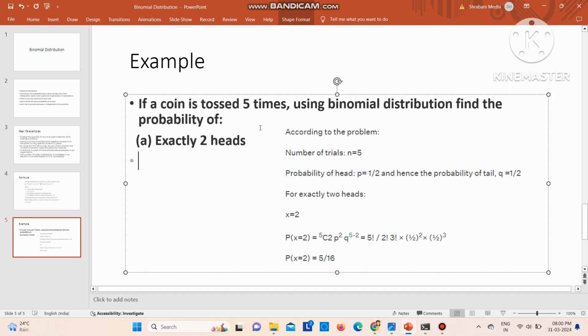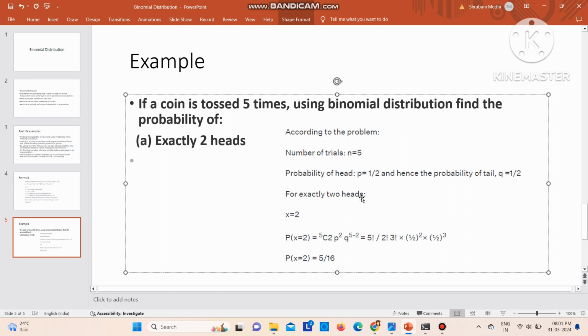Okay, now let us see one example. If a coin is tossed 5 times, using binomial distribution, find the probability of exactly 2 heads. So what is the number n? According to the problem, the number of trials n is equal to 5. And what is the probability of getting a head? As I have told, if you toss a coin, there is a 50% chance that you will get head and a 50% chance that you will get tail. So p is 1 by 2 and q is also 1 by 2.